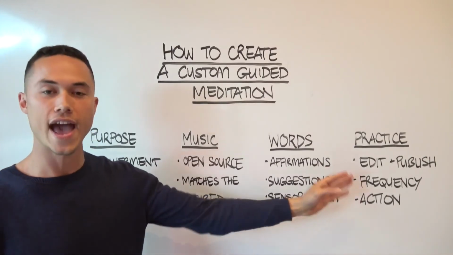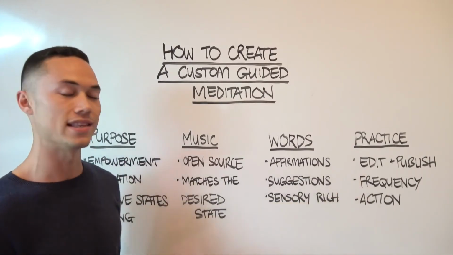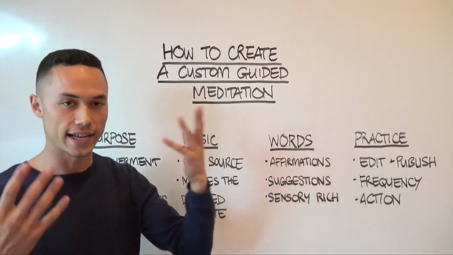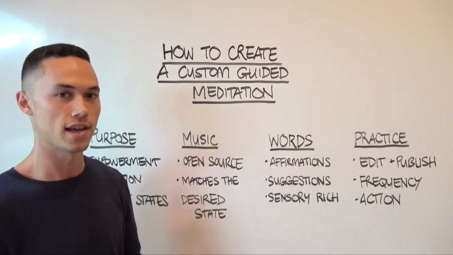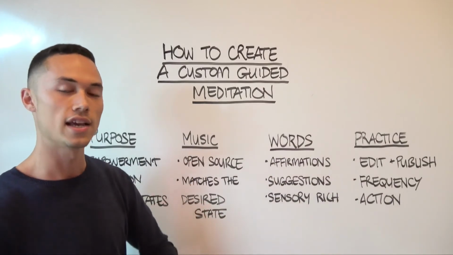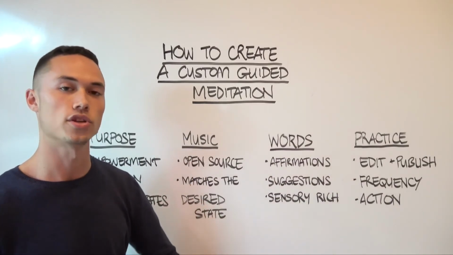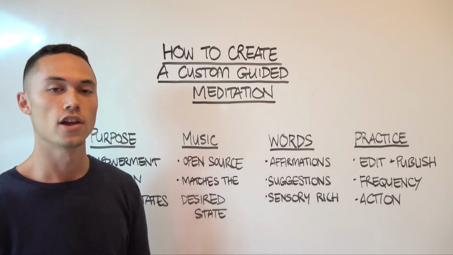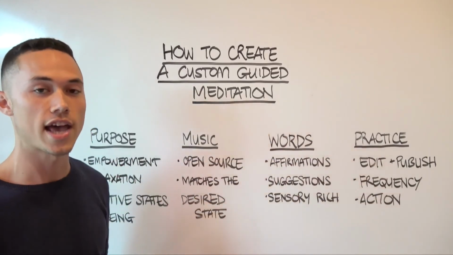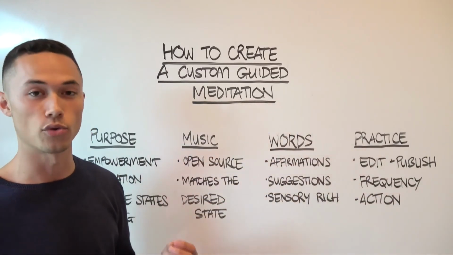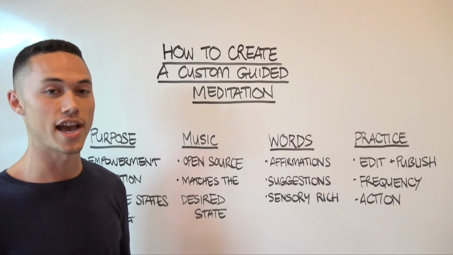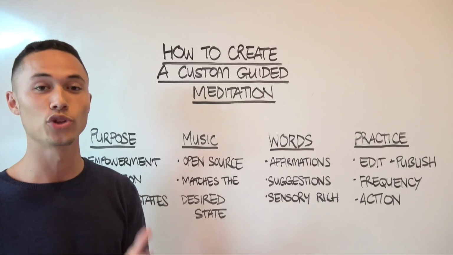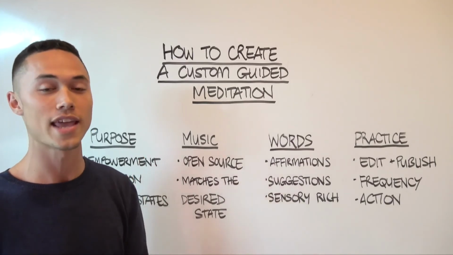So think about what kind of actions you need to take in order to make this meditation more real and more ingrained. If it's just a relaxation meditation, then the action might be as simple as sitting cross-legged in a very comfortable position, or breathing in and out very deeply and very slowly. So these are all the different elements that you need to have in place in order to create a really good custom guided meditation. And if you do all of this and practice it diligently, I can guarantee this will change your life. So I hope that's been extremely helpful for you.